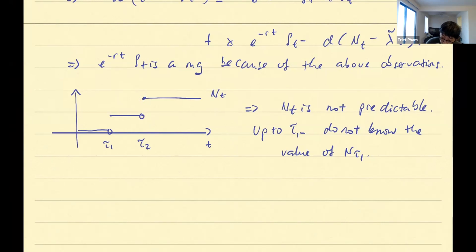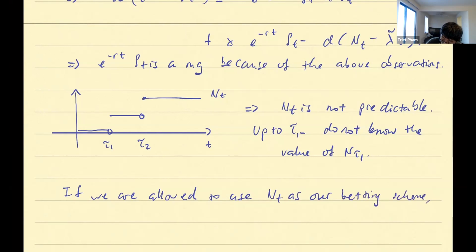So when you have a betting scheme against this thing, if we are allowed to use something like N_t as our betting scheme, in other words, you want to do something like this. I'm not saying that this will work. You need to modify it a little bit.